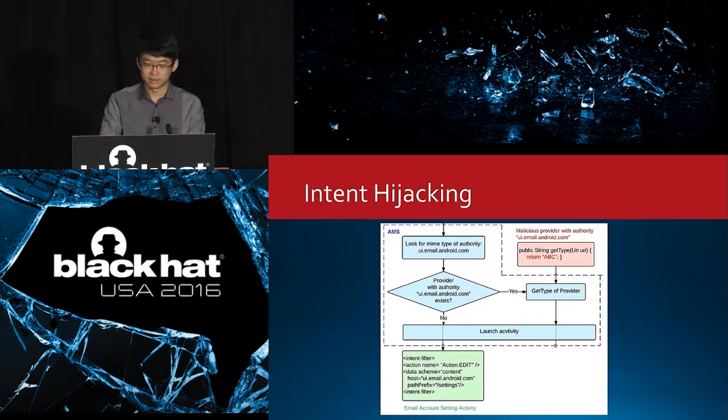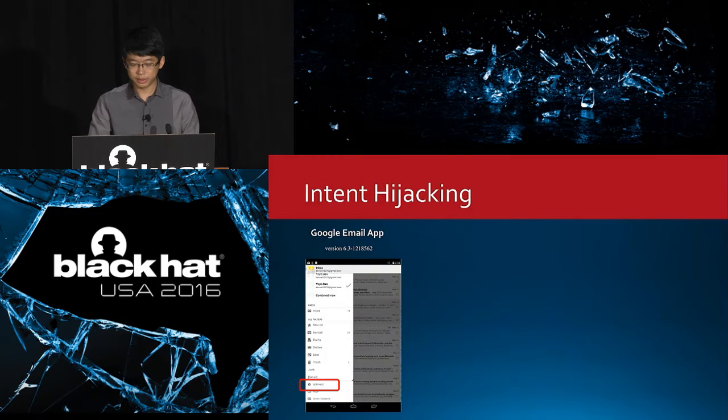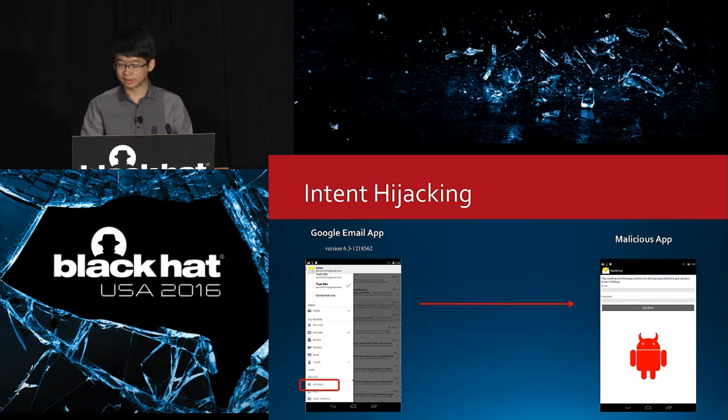Guess what? The malicious app can define its intent filter as the original one, but with one more line. MIME type set to ABC, which makes the malicious activity the only one who will receive the intent. In this way, the intent from the app went only to the malware, leading the user to a malicious activity that lets her enter her password.